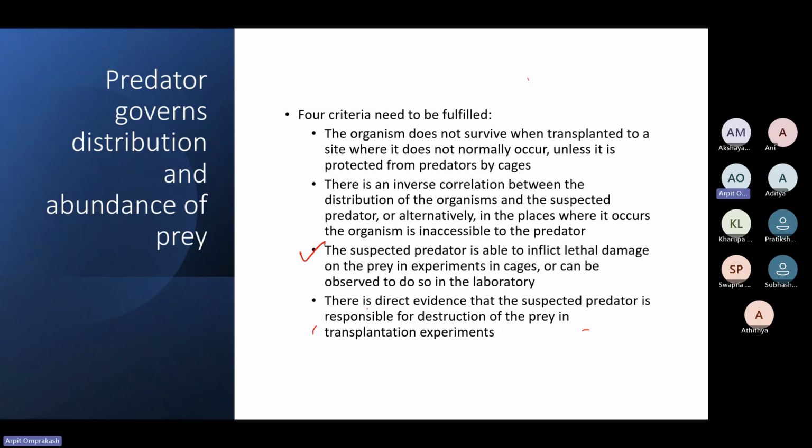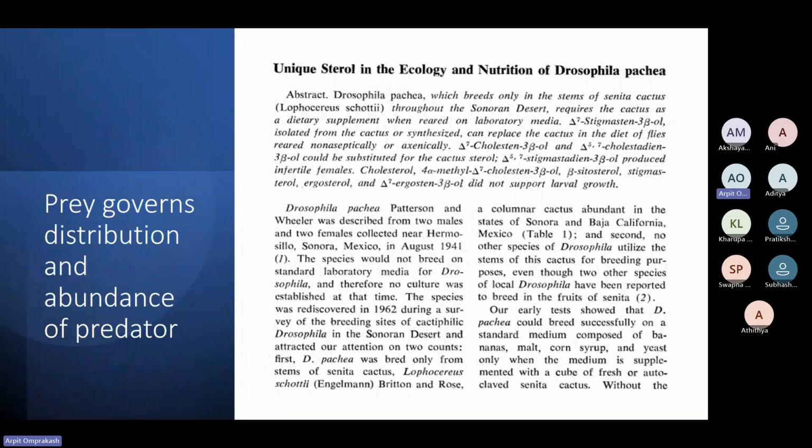And the fourth point is there is direct evidence that the suspected predator is responsible for destruction of prey in the transplant experiments. So in the transplantation experiment without any cage or without removing the predator, we should see direct evidence that the predator is coming and destroying the prey or preventing the prey from proliferating. These are the four criteria that need to be fulfilled, and then we can say that the prey distribution is governed by the predator distribution. But there may be other cases where predator distribution is basically governed by the prey.